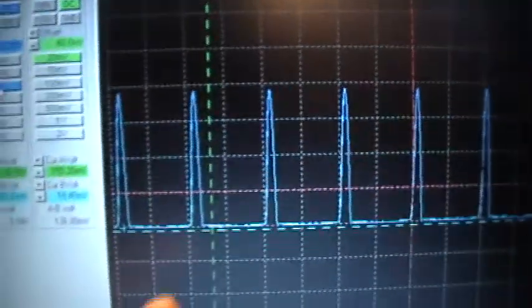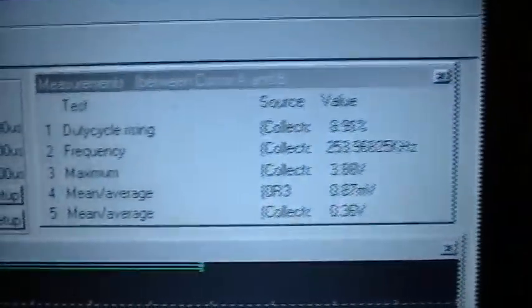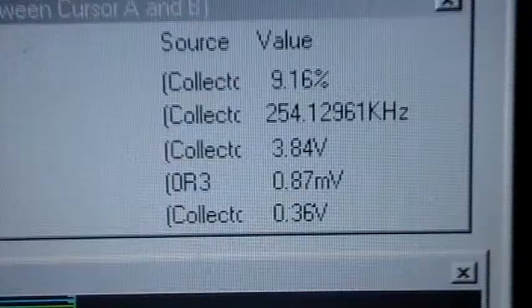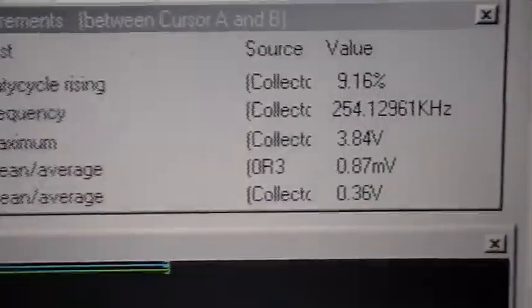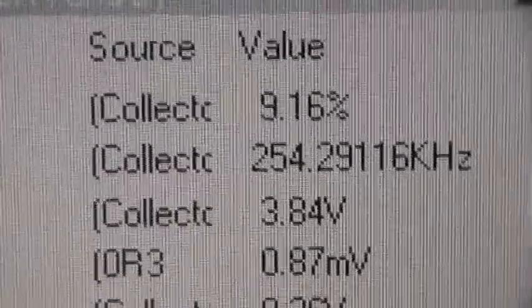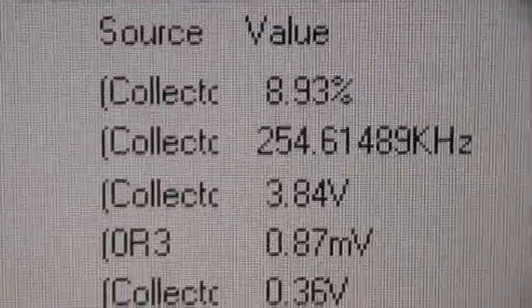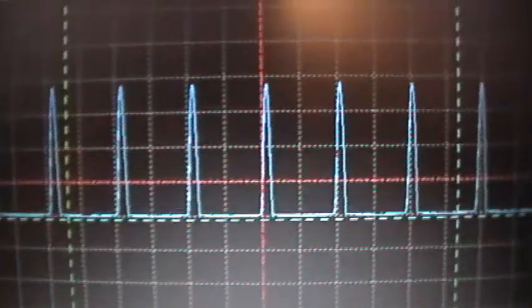We're looking at this at 1 volt per division, and so the peak of that oscillation there is about 3.84 volts, and since I have 4 blue LEDs in series, that's not enough to turn them on. The frequency is around 254 kilohertz or so, and since it's not dissipating any power in the LEDs, it should keep running like this for quite some time.